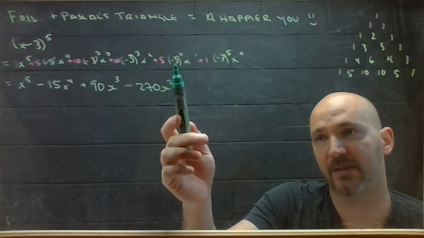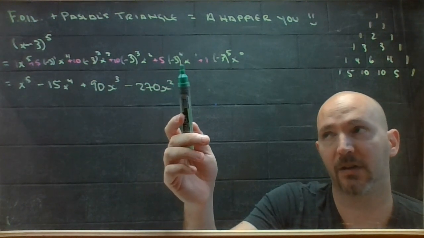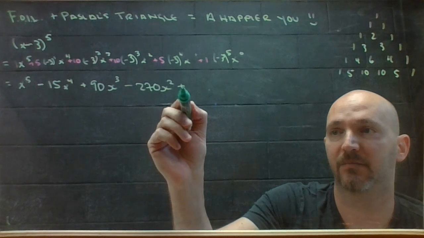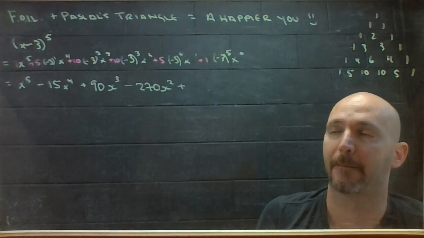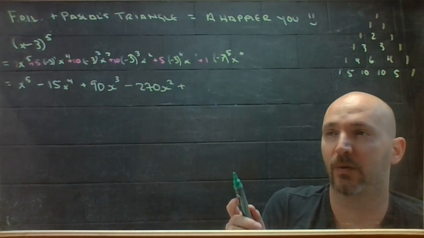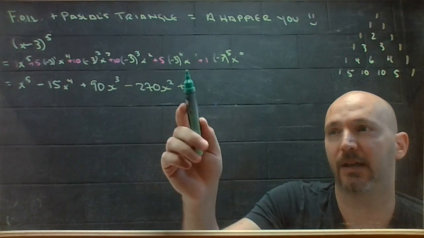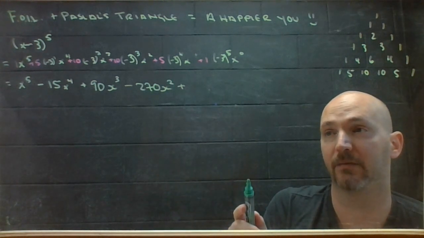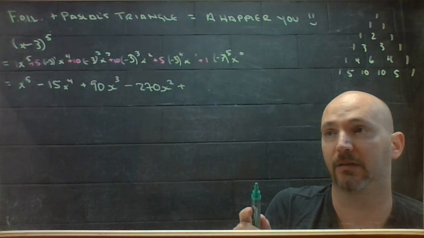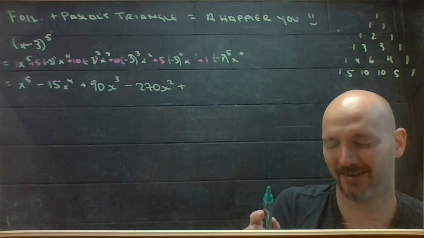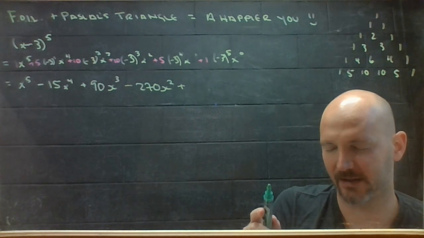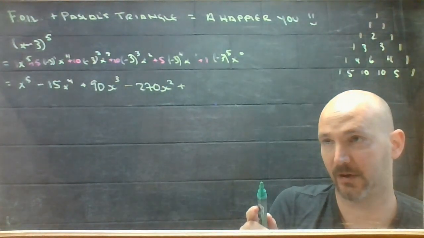I have a positive times 4 negatives in a row. Even number of negatives gives me a positive result. 3 to the power 4 is 81. 81 times 5. 5 times 8 is 40. It would be 405.